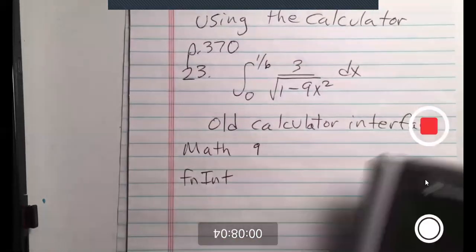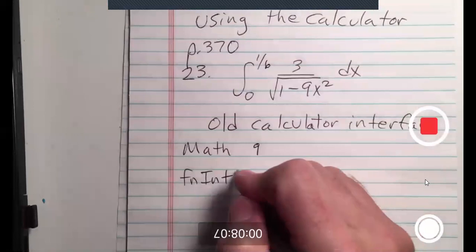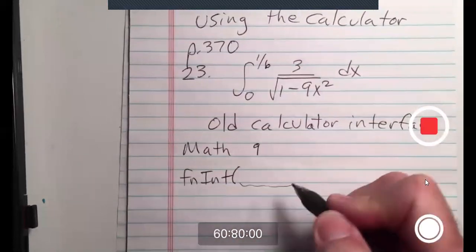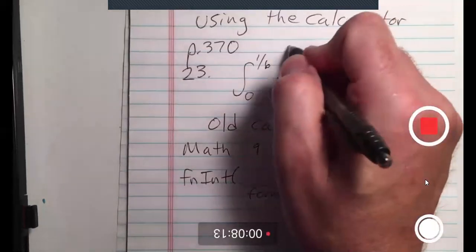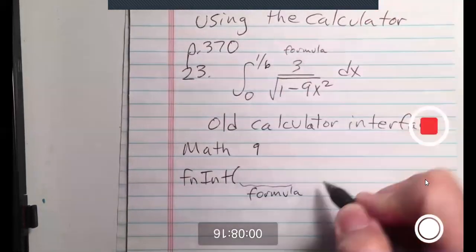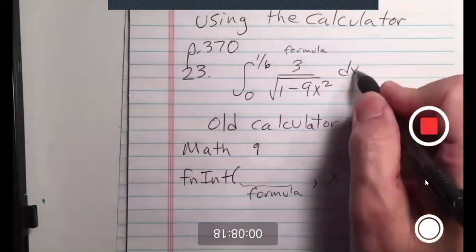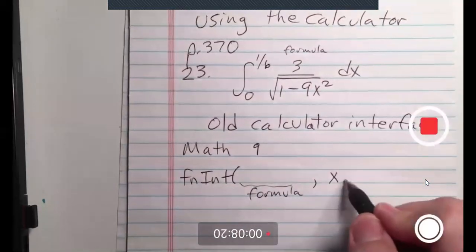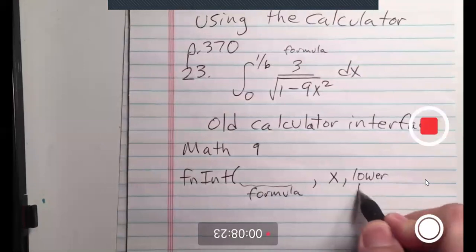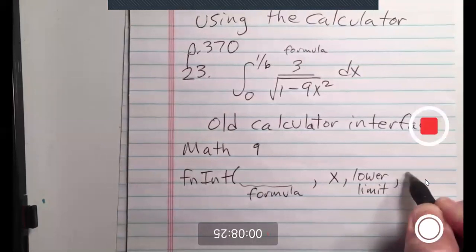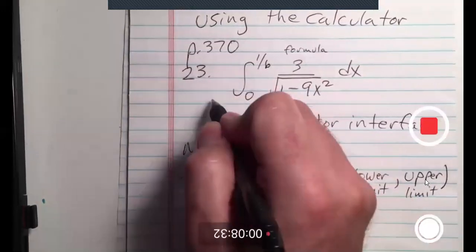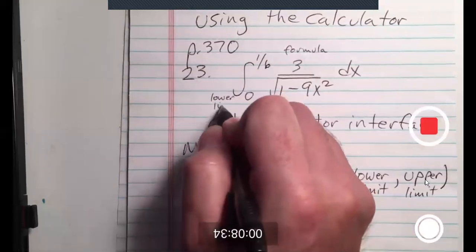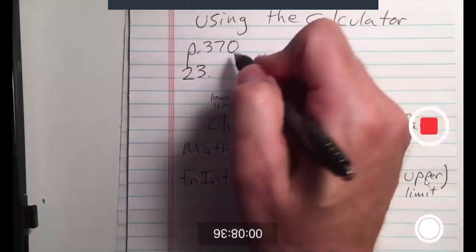Stands for function integral. I'll show you the format. You get a parentheses. The first thing it wants is the formula. That's this. Comma x, that stands really for the dx. Comma the lower limit. And the upper limit, comma the upper limit. This is the lower limit. This is the upper limit.